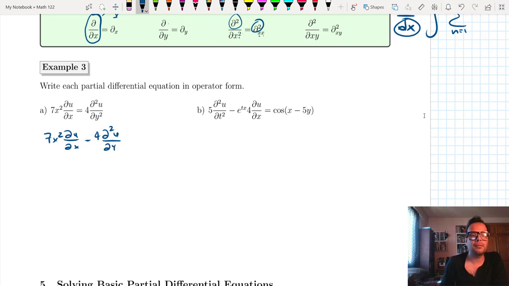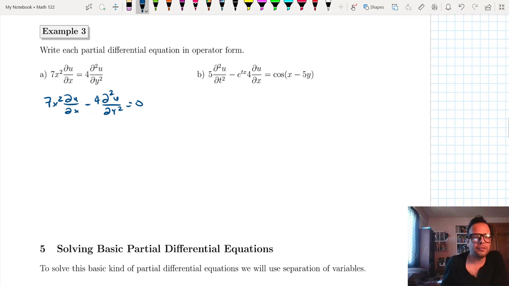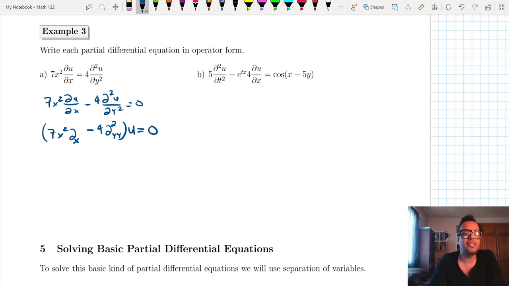And this is what I'm going to do now. So here I'm going to replace, so 7x squared, instead of partial u with respect to x, I'm just going to write the symbol with an x in the subscript, minus 4 partial squared with respect to y and y. And in this case, put everything inside parentheses, write the letter u, which represents the function we're looking for, and let's set it equal to 0, which is the right-hand side of the equation.